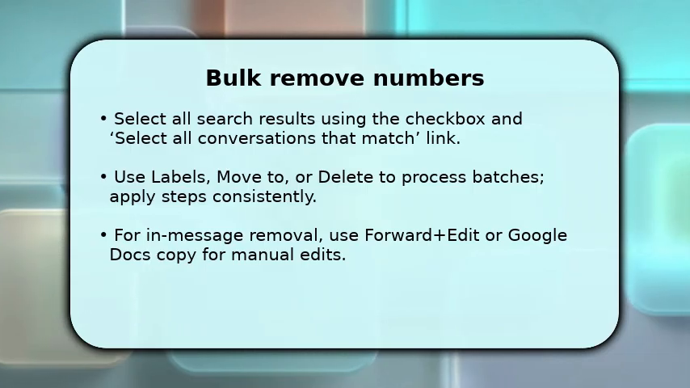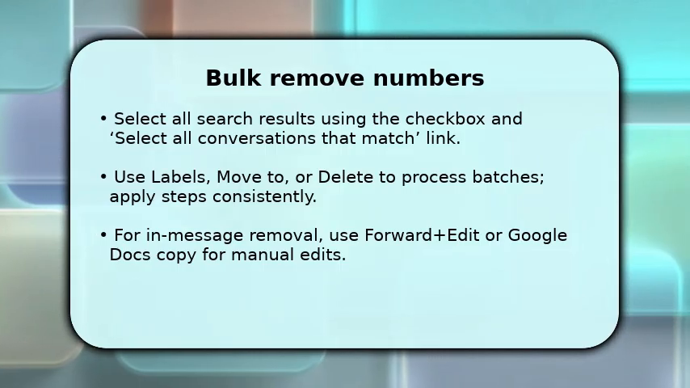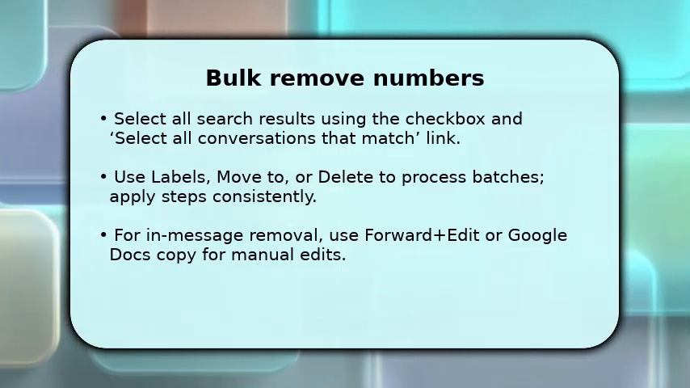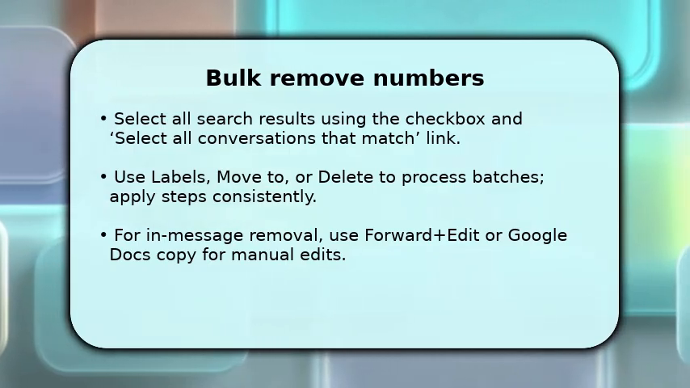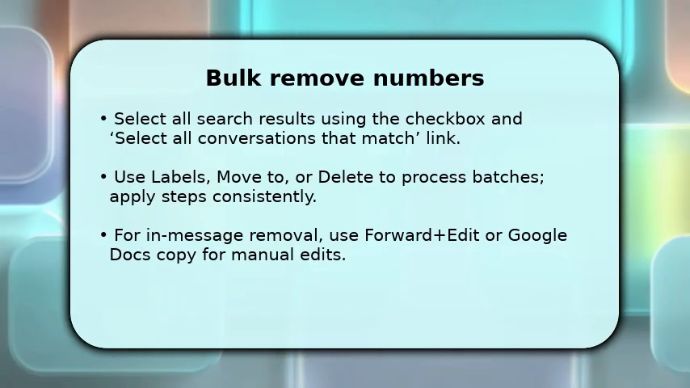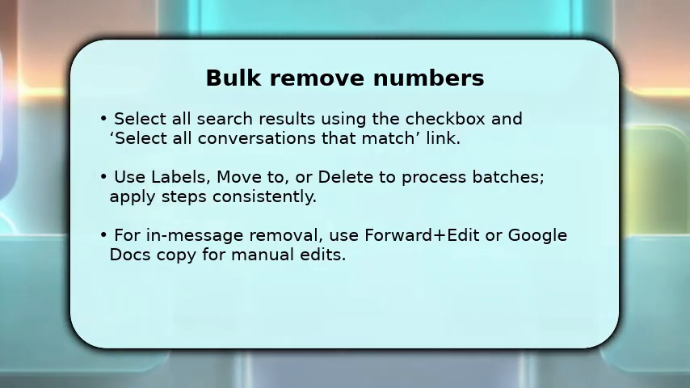If you must remove numbers from the message bodies, open a sample message, click forward, manually delete digits, then save as a draft or send the cleaned copy to yourself. Alternatively, copy content into Google Docs for a find and replace, deleting digits before returning it to Gmail.